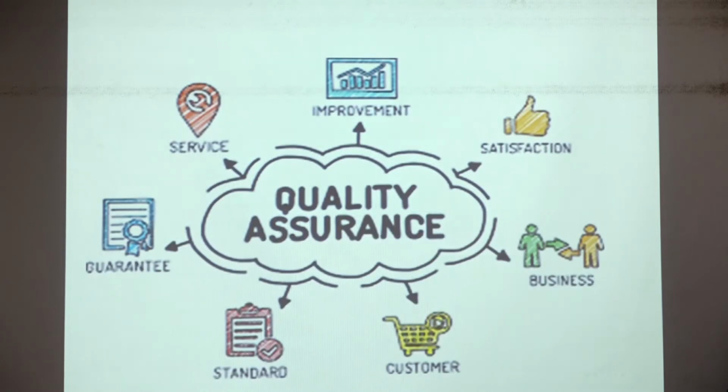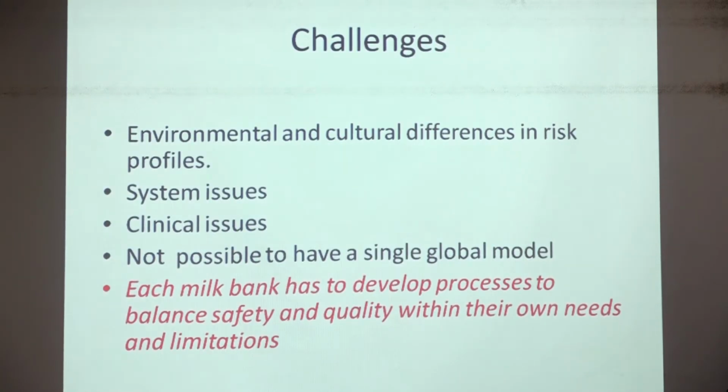Okay, so quality assurance tells us what services you provide, how you improve, and what the satisfaction level is. Every step has to be monitored very clearly. What are the challenges? There are a lot of environmental and cultural challenges, systemic issues, and clinical issues. The bottom line, which is most important for us, is that each milk bank has to develop processes to balance safety and quality within their own needs and limitations.